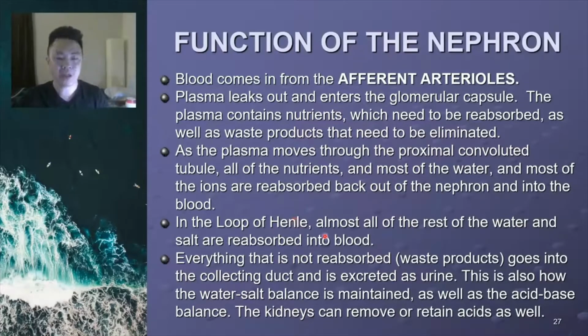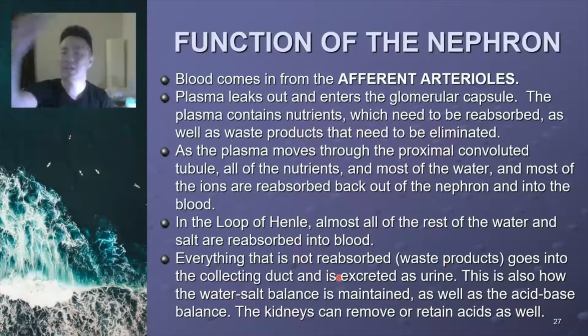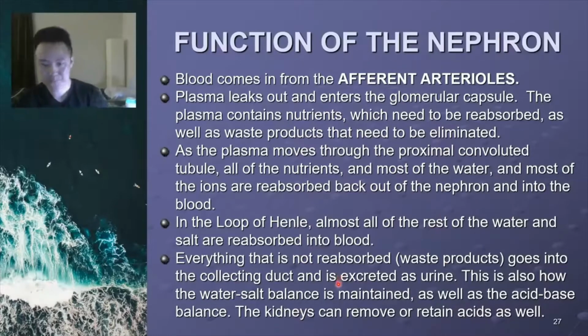Now, in the loop of Henle, almost all of the rest of the water and salts are reabsorbed back into the blood, and everything that is not reabsorbed, i.e. waste products, goes into the collecting duct and eventually gets out and is excreted as urine. Now, this is also how the water-salt balance is maintained, as well as the acid-base balance. The kidneys can remove or retain acids as well.